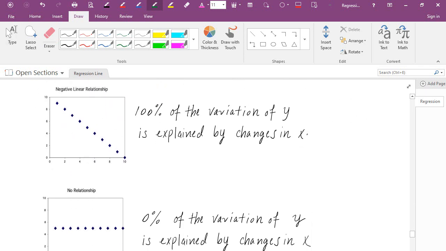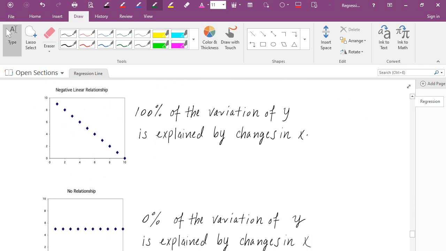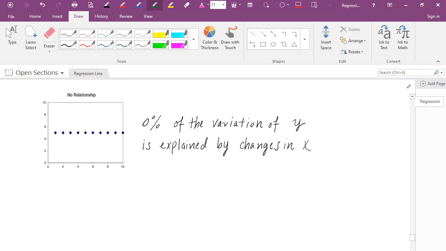If we have a scatter plot that looks like this, where all the data points align on the line, in this case 100% of the variation of Y is explained by changes in X. And in the second picture, notice that Y doesn't change at all when X changes. So 0% of the variation of Y is explained by changes in X.